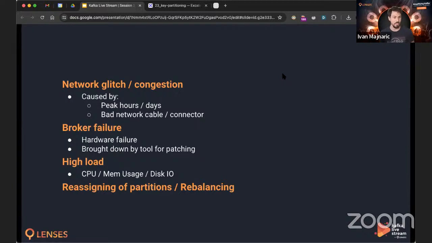It can happen with a high load, whether CPU, memory usage, or high disk I/O, which your broker couldn't withstand, or your underlying software or hardware couldn't withstand. And in the very end, reassigning of partitions or rebalancing.